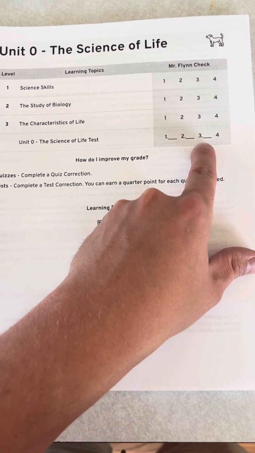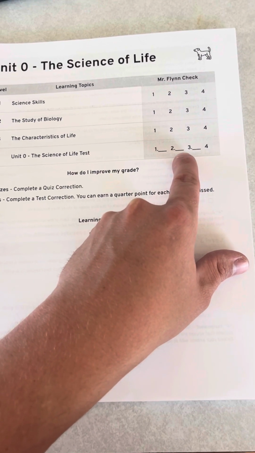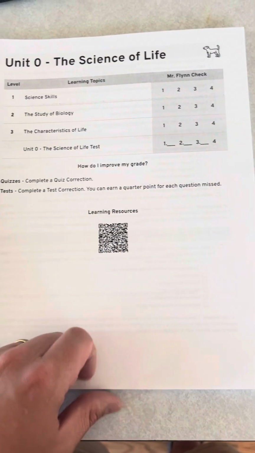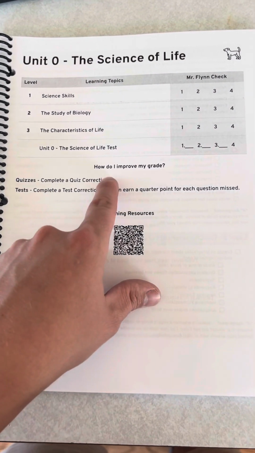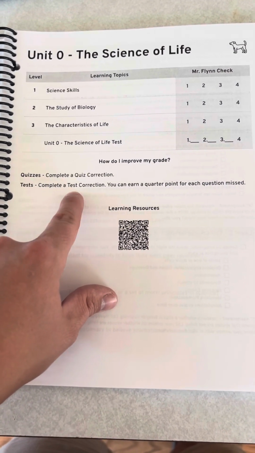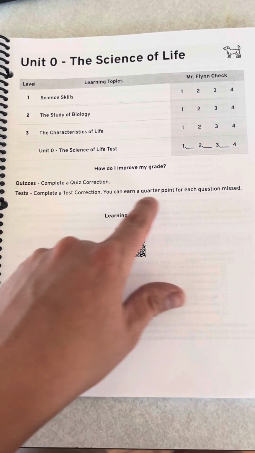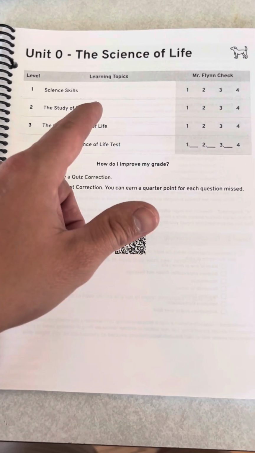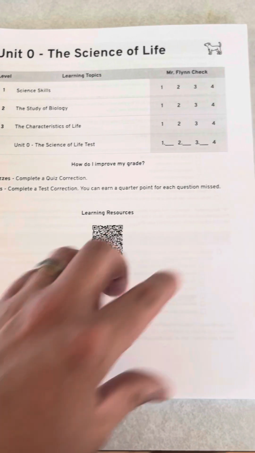So some students may end up with a 3.3 or a 2.1. So here it shows where they can put their test in. It also helps remind them, how do I improve my grade? They complete a quiz correction for quizzes, and for tests, they can complete a test correction, and they can earn a quarter point back. I didn't emphasize it for levels because kids can move up levels whenever they want to.